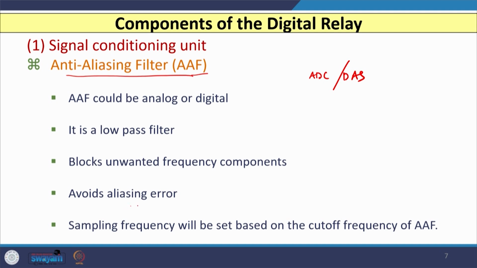It is also used to avoid aliasing error, which we will discuss. Whenever such data acquisition of a voltage or current signal is performed by the ADC or data acquisition system, the sampling frequency is very important, and the second thing which is very important is the cutoff frequency of the anti-aliasing filter. Normally it should be 150 to 250 hertz, we will see later.